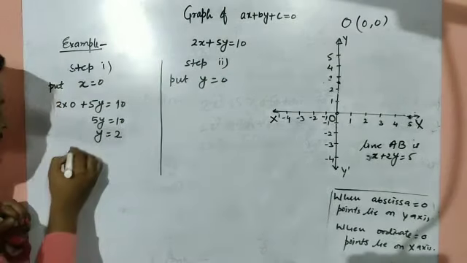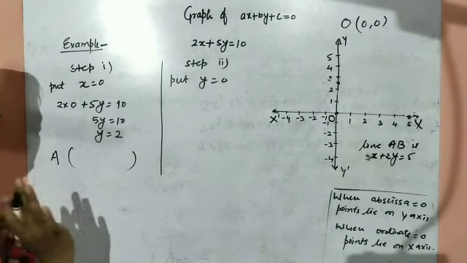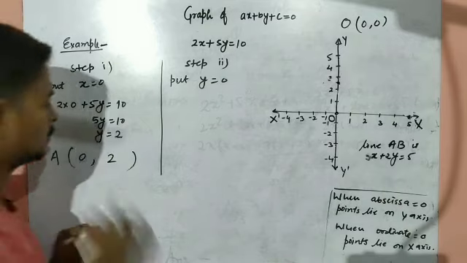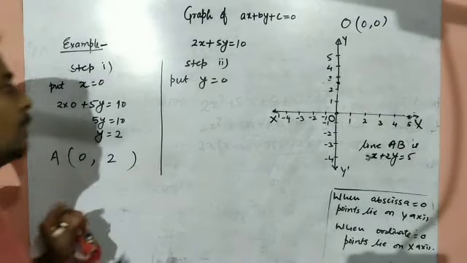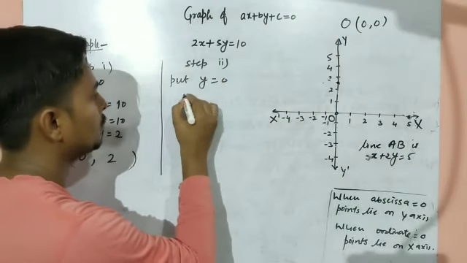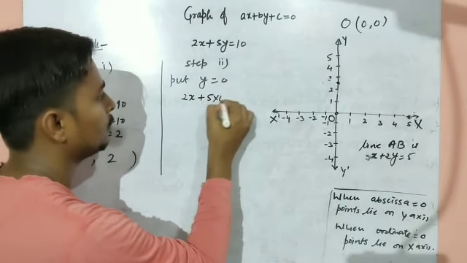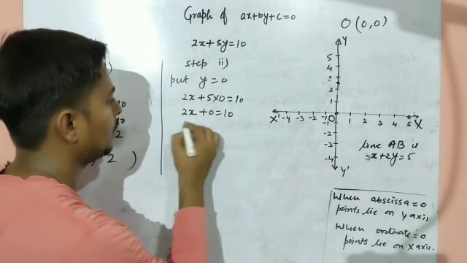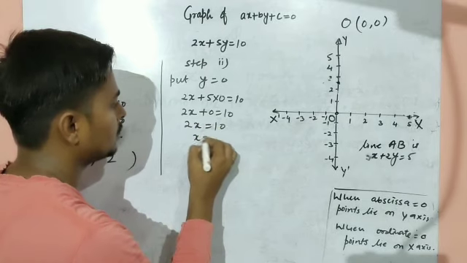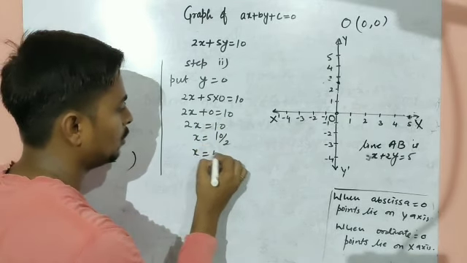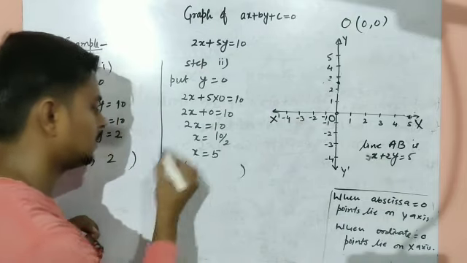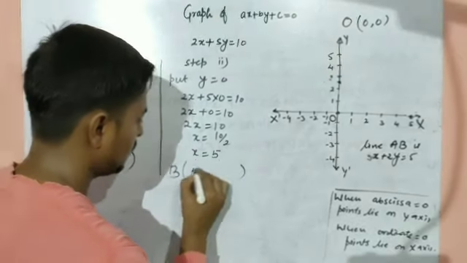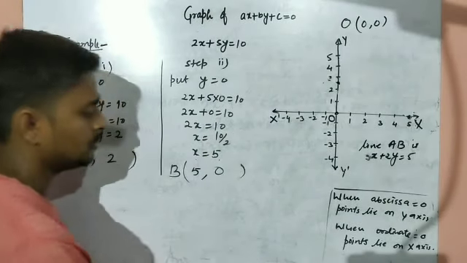Now you can write, suppose this is point A, and the x coordinate is what? 0, the y coordinate comes 2. So 0 comma 2 is one point we have found. And y is equal to 0 means 2x plus 5 into 0 is equal to 10. So 2x plus 0 is equal to 10, 2x is equal to 10, x is equal to 10 upon 2, x is equal to 5. So suppose this is the second point, that is point B. So the x coordinate is 5, y coordinate is 0.